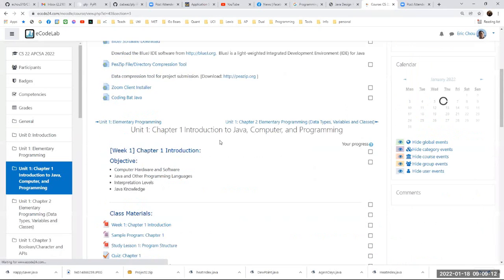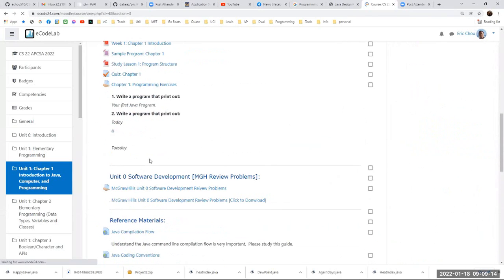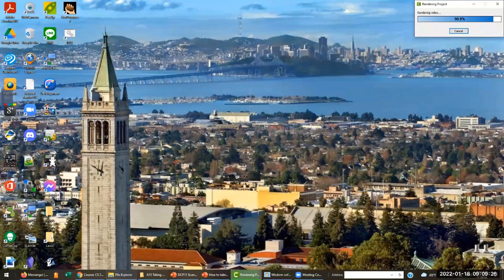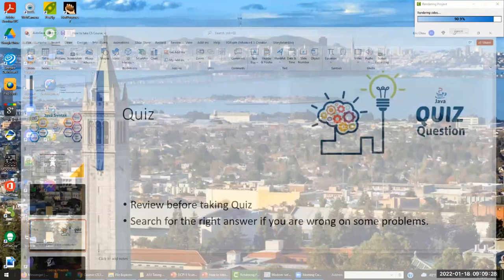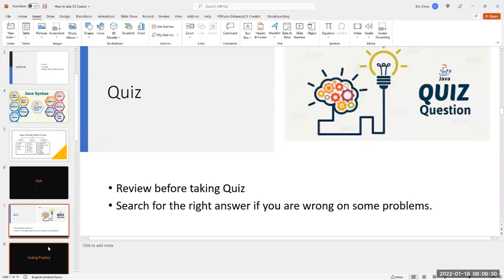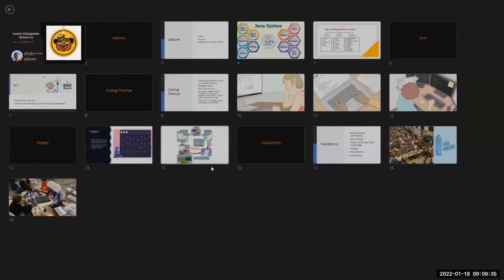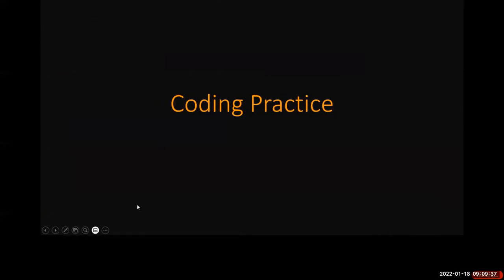So you should work on these different coding practice problems, and they may have unit review problems as well, but basically work on the coding practice. And we also provide you some coding practice, for example, like coding bat in some courses. We do provide you the coding bat practice. So that portion, we'll talk about it in this coding practice session.